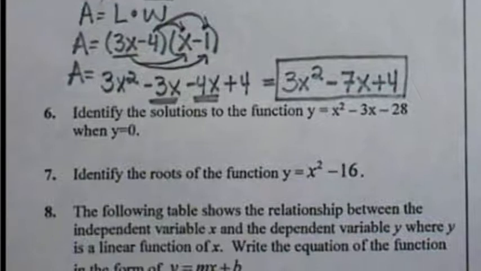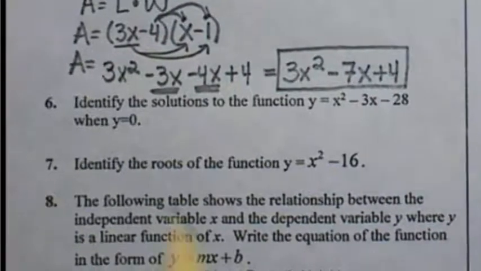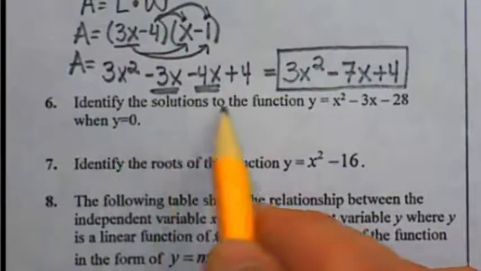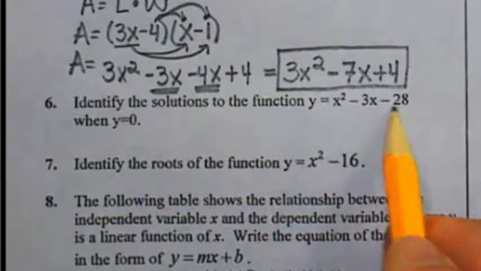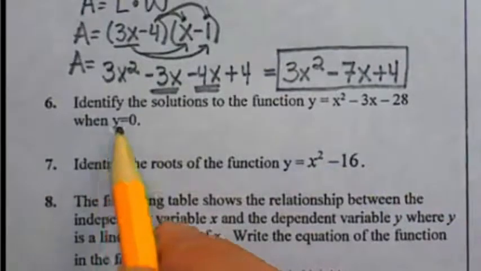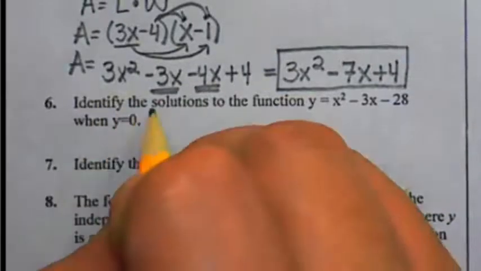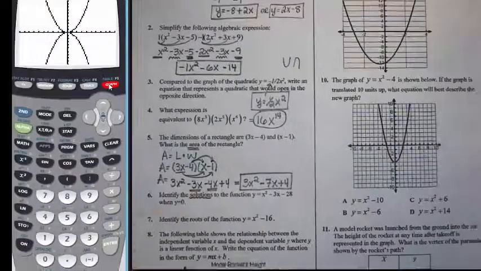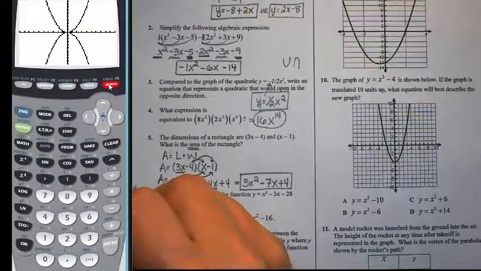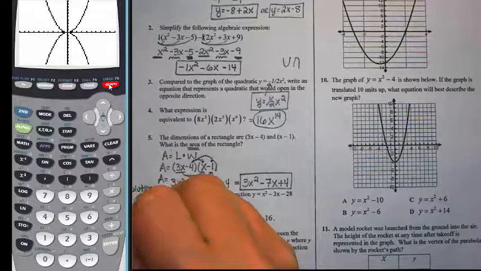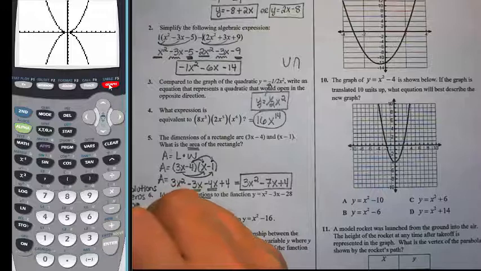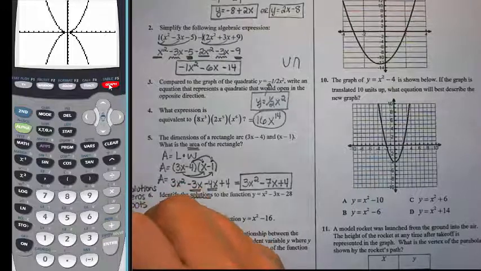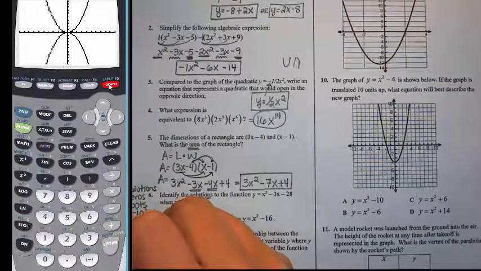Alright, let's go on to question number 6. Question number 6 says, identify the solutions to the function y equals x squared minus 3x minus 28 when y equals 0. If you remember, the key word here is solutions. You need to remember solutions. I'm going to write here on the side: zeros, roots. They all mean the same thing, which is x-intercept.